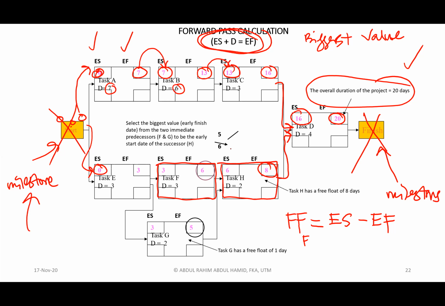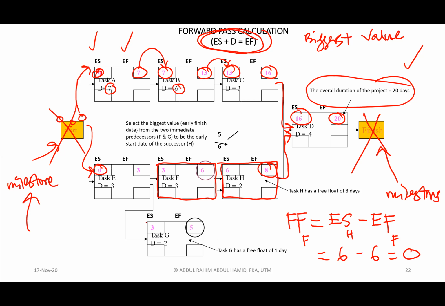So the early start refers to the following activity, which is H, whereas the early finish refers to the activity which we are calculating, which is F. So in this context, early start of H is equivalent to 6, whereas early finish of F is equivalent to 6. 6 minus 6 equivalent to 0. You see, we can already know the free float for activity F. How about the free float for activity G?